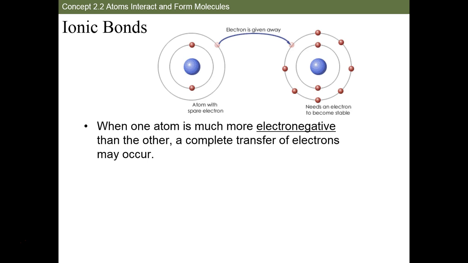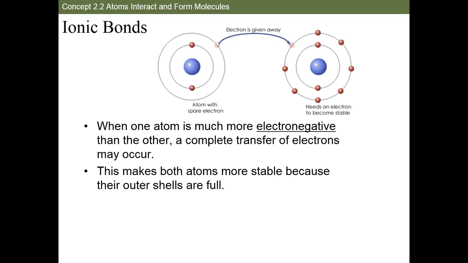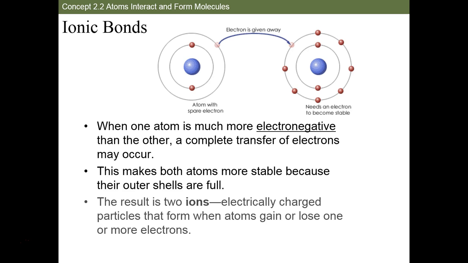First type of bond we will focus on is the ionic bond. An ionic bond is when the electronegativities differ between two atoms. Electronegativities are determined by the charges in the nucleus and the size of the atom. A complete transfer of electrons may occur if the electronegativity is different enough between two atoms. With the transfer of electrons, this will make the two atoms stable because their outer shells are now full. The result is two ions. An ion is an electrically charged particle that forms when an atom gains or loses electrons.